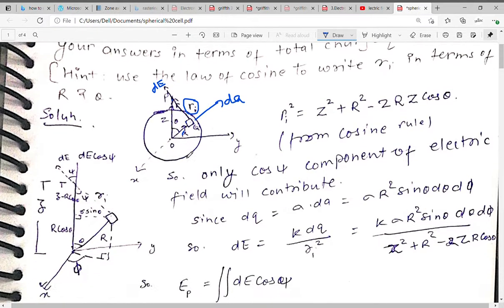So from the cosine law we can write it as Ri square. Basically, cosine law states that the square of the side in front of the angle between two sides equals the summation of the squares of the remaining two sides minus 2 times the product of those sides and cos theta, where theta is the angle between those two sides. This is cosine law.